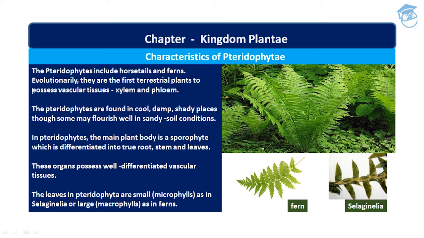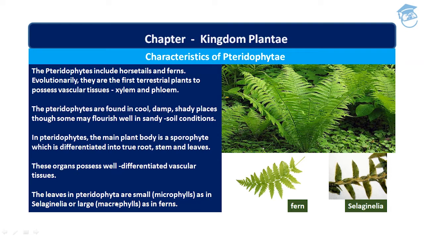Pteridophytes are found in cool, damp, shady areas, though some may flourish well in sandy soil conditions. In pteridophytes, the main plant body is the sporophyte, which is differentiated into true root, stem, and leaf. And these organs possess well-differentiated vascular tissue.